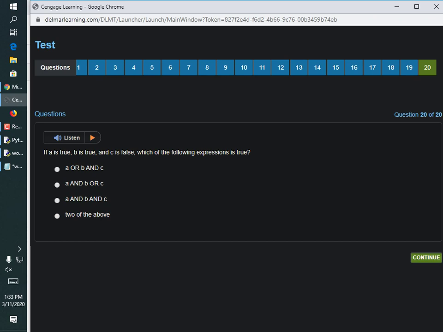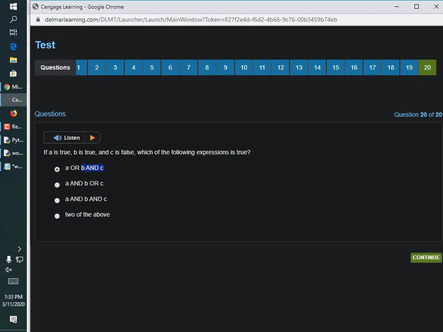If A is true, and B is true, and C is false, which of the following expressions is true? Remember that these two have to be done together. But it doesn't matter, because once we're done with that, no matter whether B or C are true, A is true. That has to be true. But we have good old reliable two or the above, so we got to keep going.